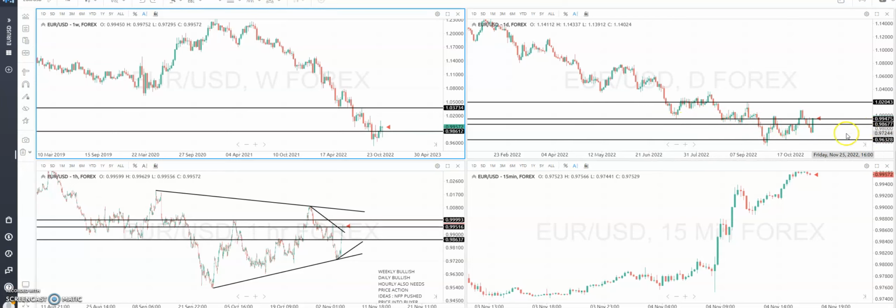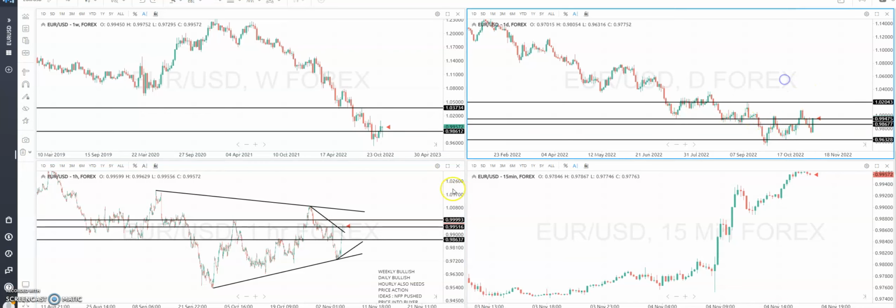This 0.98677 support. We're also watching this 0.99475 support. We can technically find support. I do think we're going to pull back, maybe find support at one of those levels and start to move up.